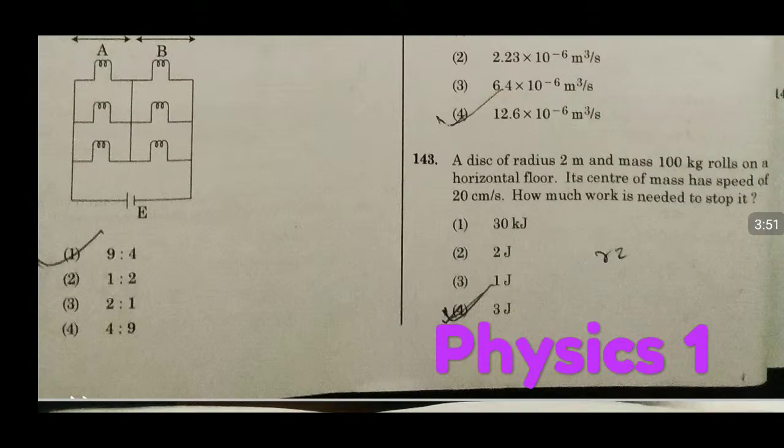143. A disc of radius 2 meter and mass 100 kg rolls on a horizontal floor. Its center of mass speed is 20 meter per second. How much work is needed to stop it? Then the right answer is 3 joule.